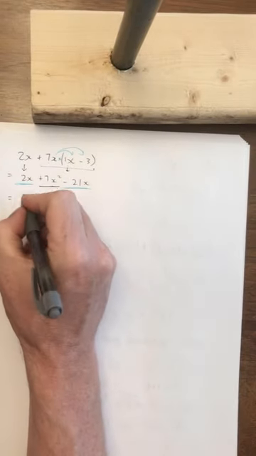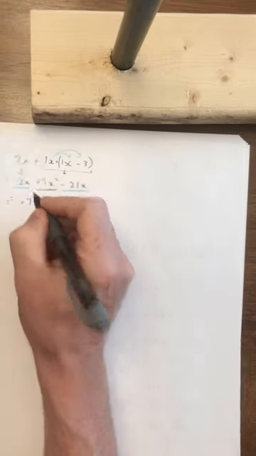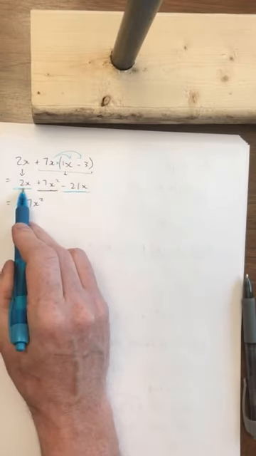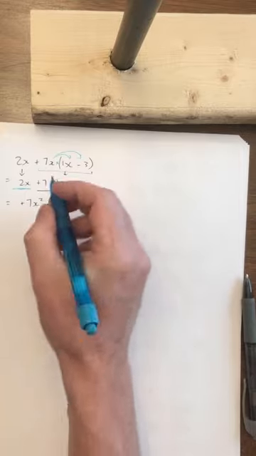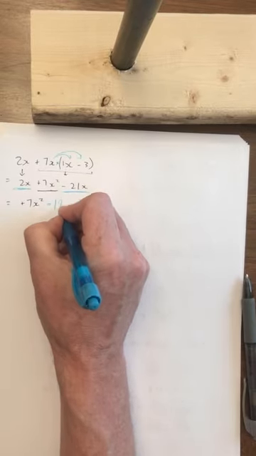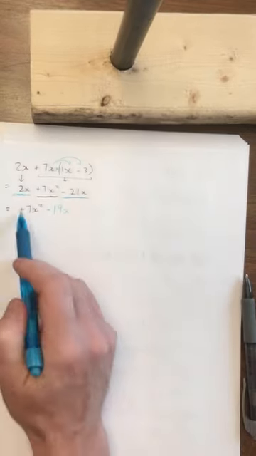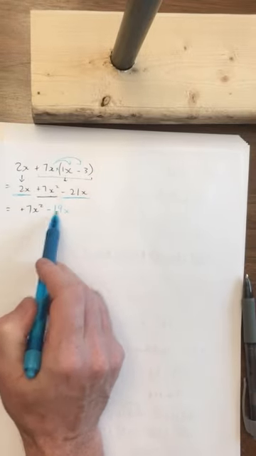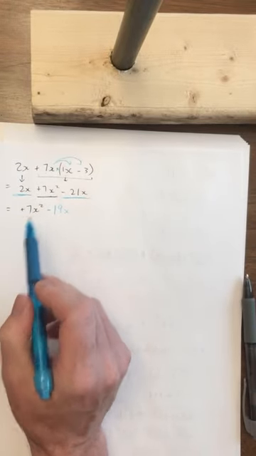I'm going to put my plus 7x squared out front. It's got the bigger exponent. And then I'm going to take my 2x's, subtract 21x's, which leaves me with negative 19x's. And of course, I can't do anything with those. They're unlike terms. I cannot put two different fruit types together.